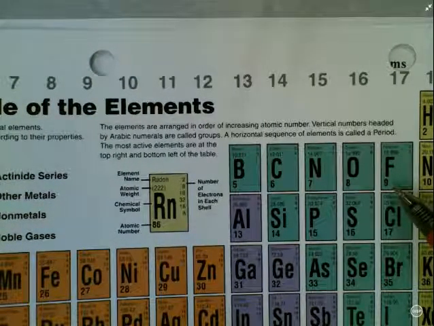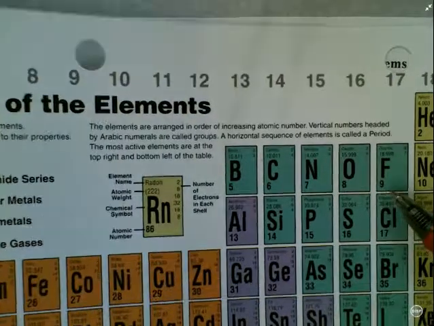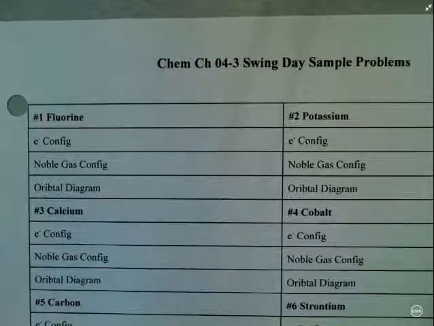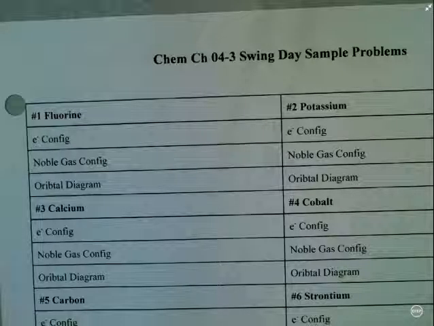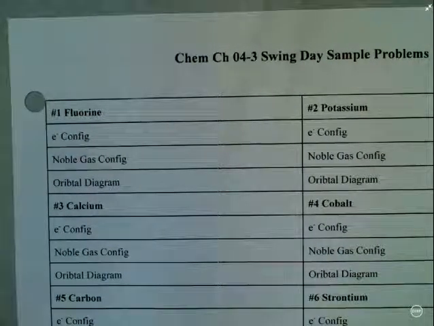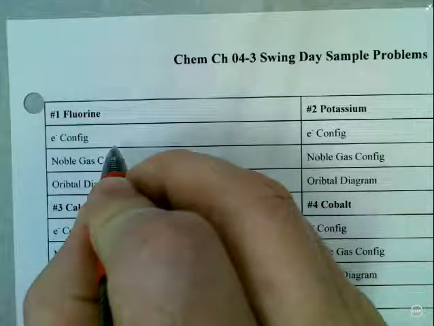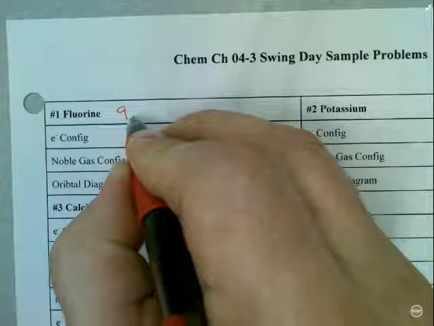So the reason I wanted to check the periodic table is so I can see that it is in fact number 9. That lets me know that there are 9 protons, and if this is an electrically balanced atom, it's going to have 9 electrons. Now I know how many electrons I need to account for. Now we can start filling some configurations here. So electron configuration for fluorine, okay, which has 9 electrons.